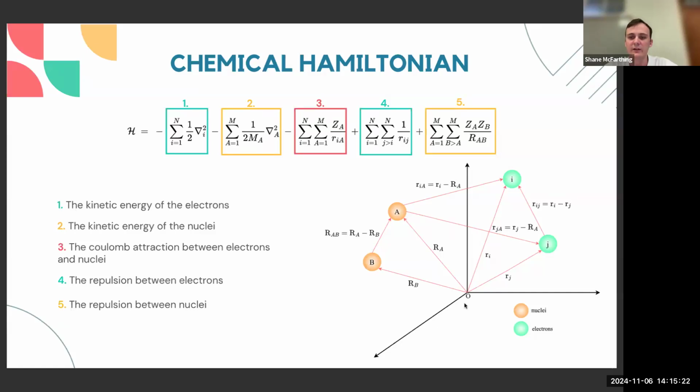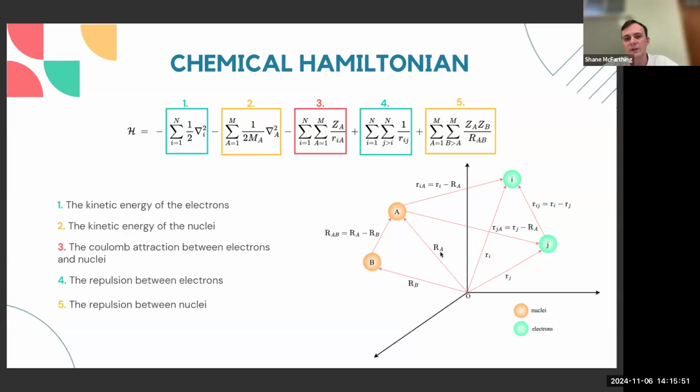And if we take a look at an example system set out in a molecular coordinate system, we can see that we have some distribution of electrons in space, and we have the nuclei, and the equation for the Hamiltonian depends on these position vectors of the different nuclei and the electrons. And this chemical Hamiltonian is what we're going to use when we solve the time-independent Schrödinger equation.